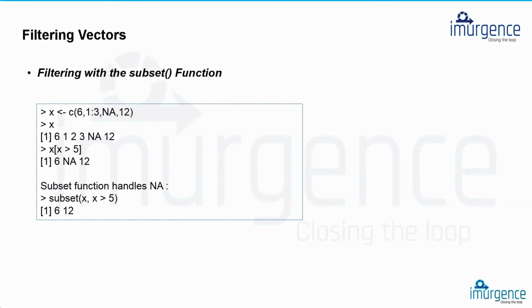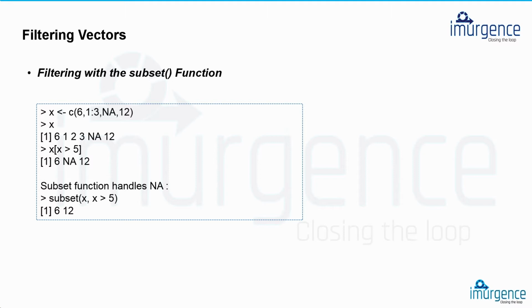Now we come to filtering vectors. So filtering with the subset function. You can filter with subset. There is also a separate function, filter, and then you have direct handling of the vector also. Now we'll go for the subset function.